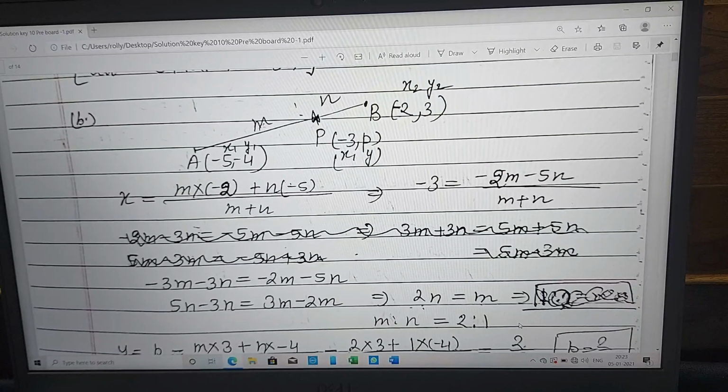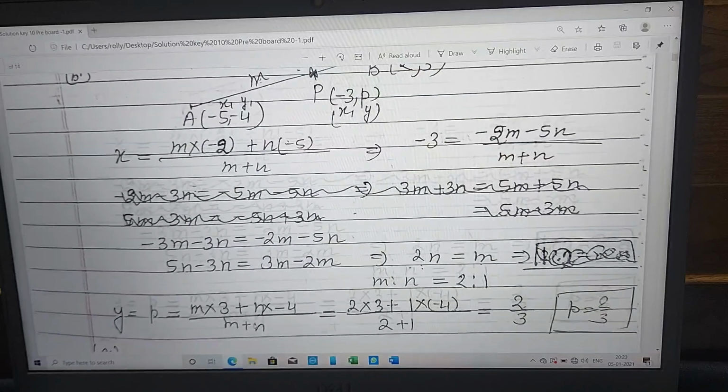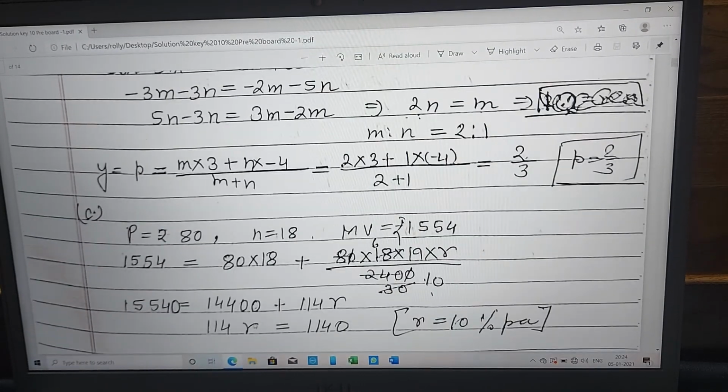Mostly children have miscalculated it and written it as 1:2. Because of that, the value of p, that means the ordinate of point P, has become wrong. We will calculate the value of y with m into y2 plus n into y1 divided by m plus n. As m is to n is 2:1, we have replaced m by 2 and n by 1. So the value of p has come 2 upon 3.